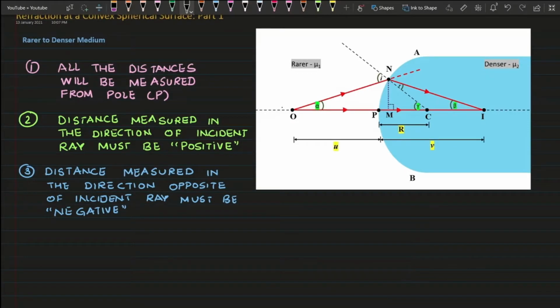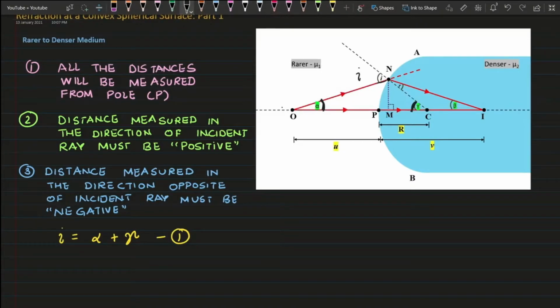Before starting the derivation, let me show you the triangles again, which I will be taking. So this triangle I will be taking. Now in this triangle, if I extend this line, I will consider angle I as an exterior angle. It will be the sum of the two opposite interior angles, that is angle alpha plus angle gamma. So I can write it as angle I is equal to angle alpha plus angle gamma. Let me call this equation number 1. Now another equation which I want to show you is this triangle.